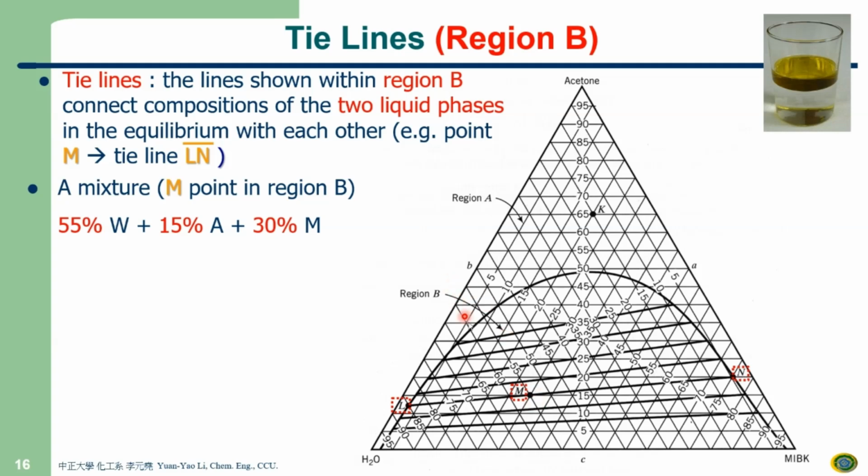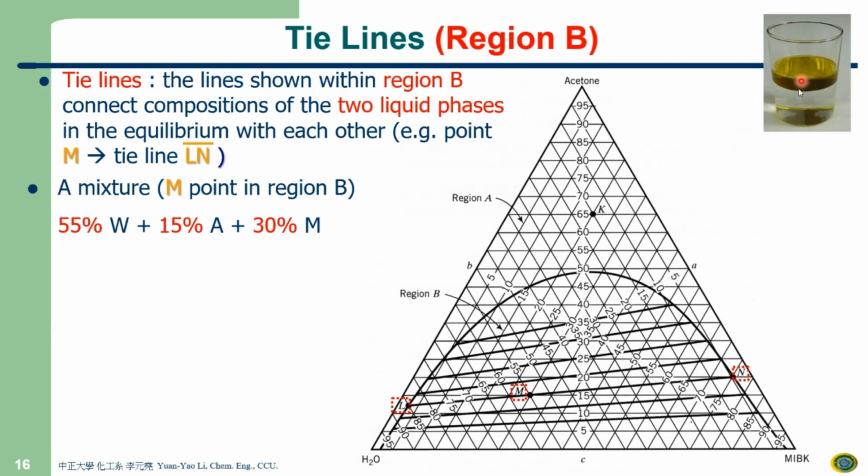Here again, 55. This line will be phase to water, right? 55 here. And how about acetone? This line, right? 15. Phase to this one, 15 here. How about MIBK? This line, 30. Okay? So the total weight percent of the water, MIBK, and acetone will be 55, 15, and 30.